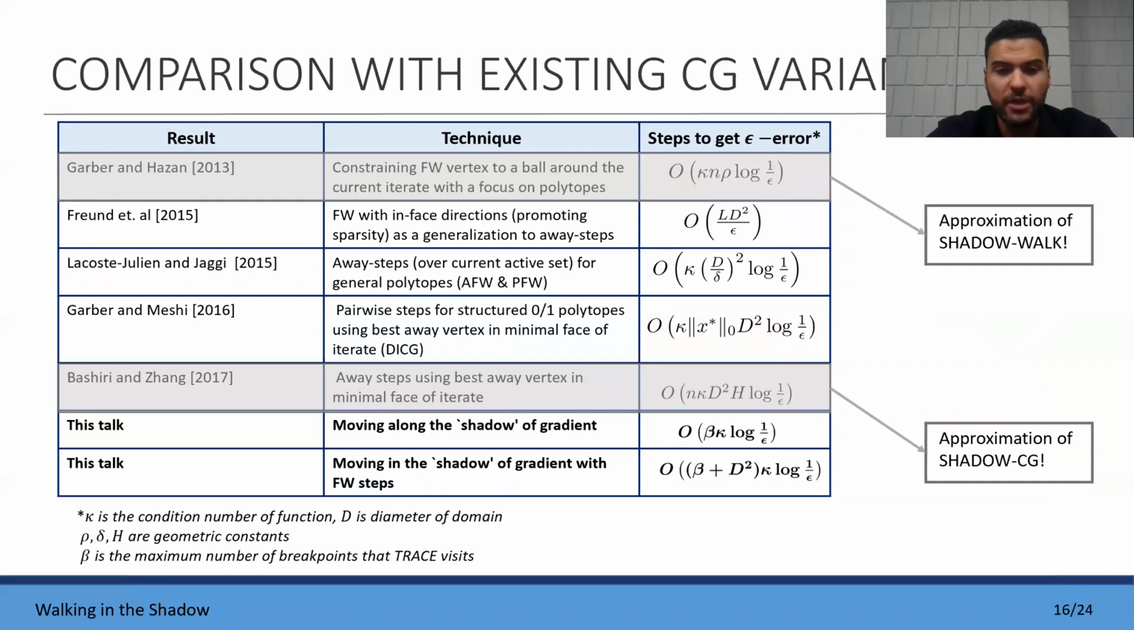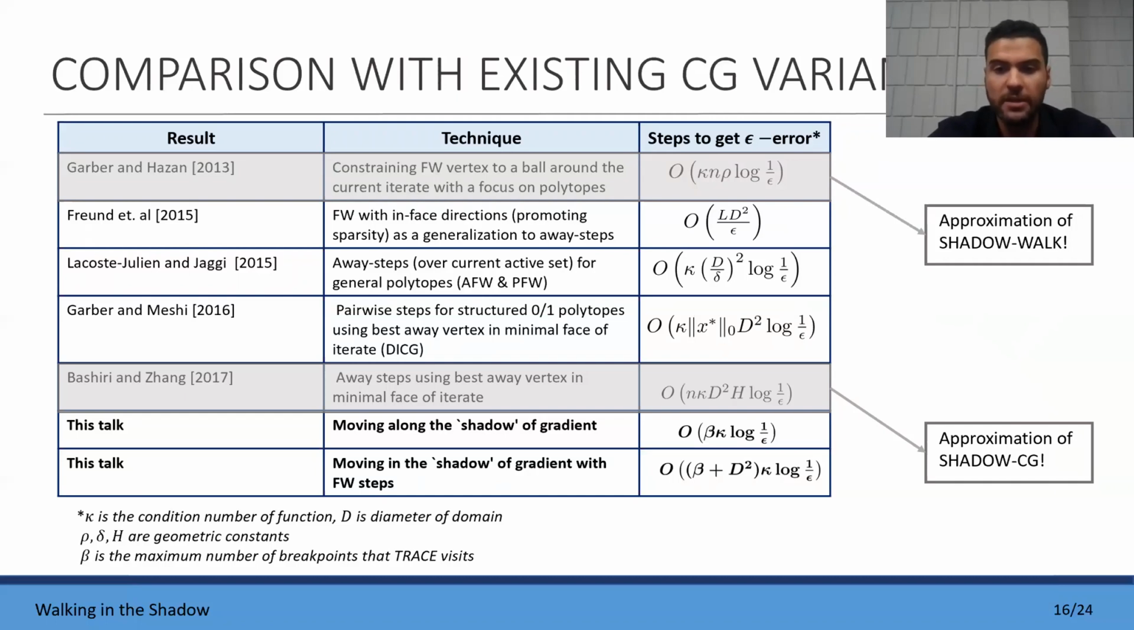More recently, Bashiri and Zhang compute their away, they find the best away vertex that gives the best alignment with the negative of the gradient. However, I said before that we can use our framework to obtain the best away point and hence find the best away direction. And so their algorithm can be understood as an approximation of shadow CG because they also mix Frank-Wolfe steps and away steps like we do in our algorithm.